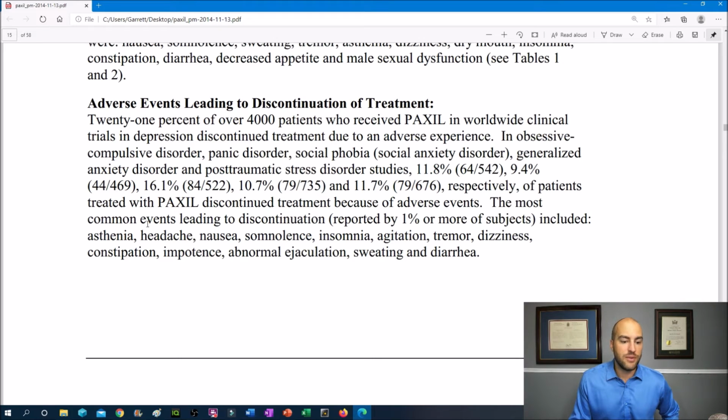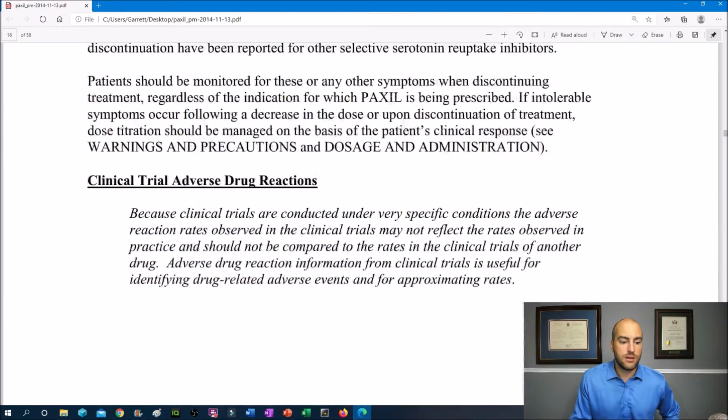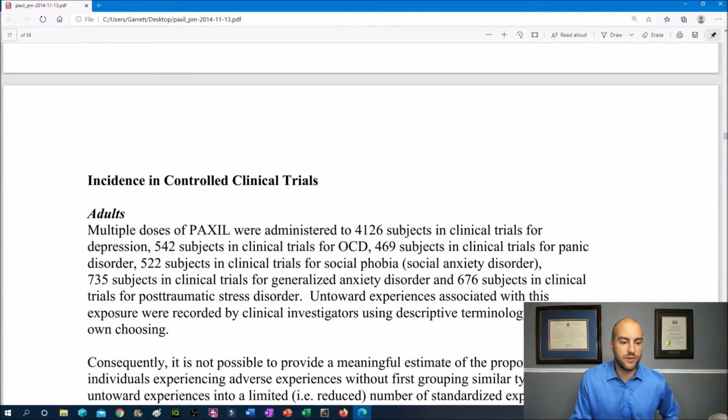The most common events leading to discontinuation, reported by 1% or more of subjects, included asthenia, headache, nausea, somnolence, insomnia, agitation, tremor, dizziness, constipation, impotence, abnormal ejaculation, sweating, and diarrhea. Just kind of went over the main points with that, so we'll skip through that.